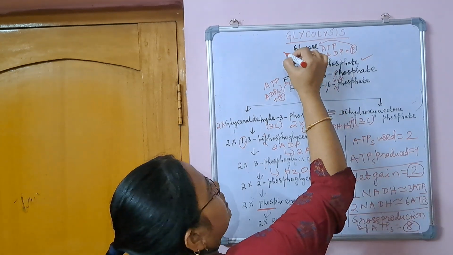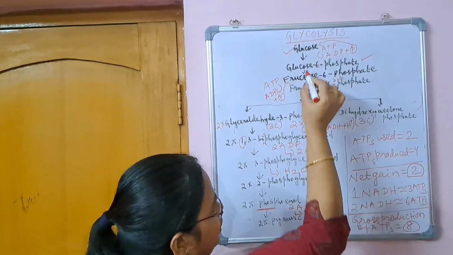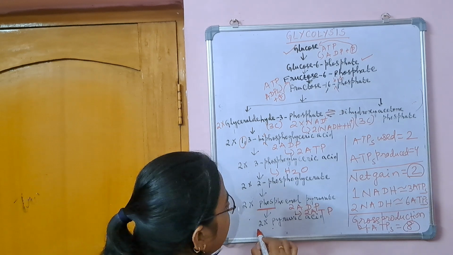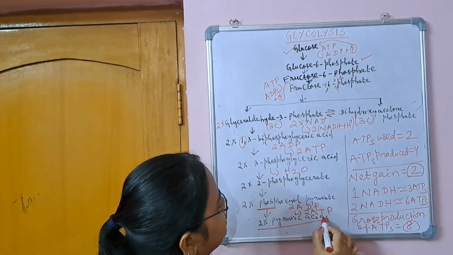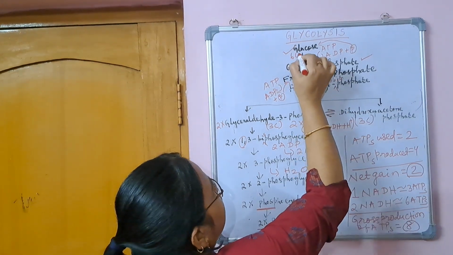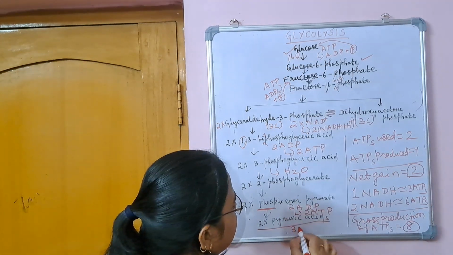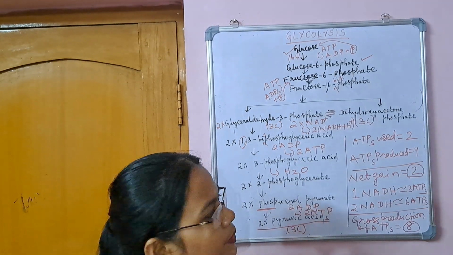And you have seen how glucose, by undergoing different steps, produces 2 pyruvic acids. Glucose is a 6-carbon compound, and the pyruvic acids produced will each be a 3-carbon compound.